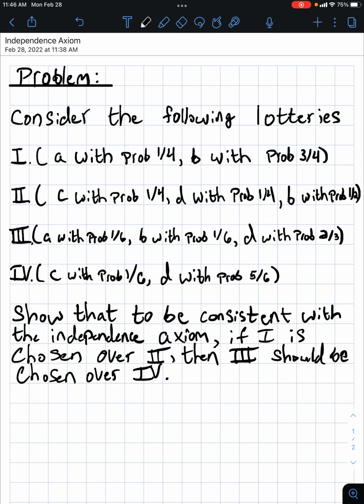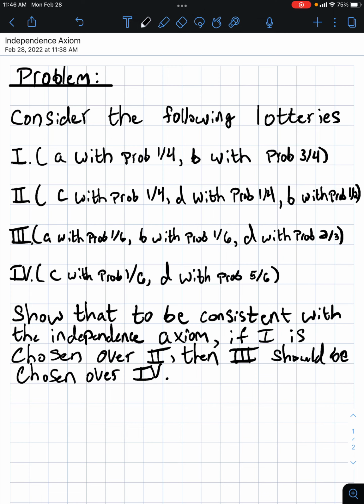What is the independence axiom? Well, it says the preference between two options should not change when altering both options equally by mixing them with a common gamble. The problem. Consider the following lotteries.